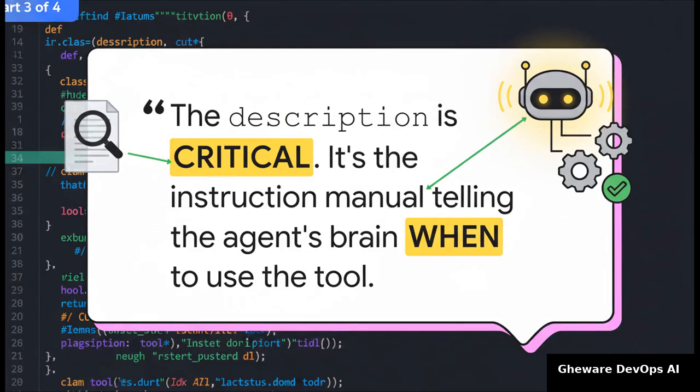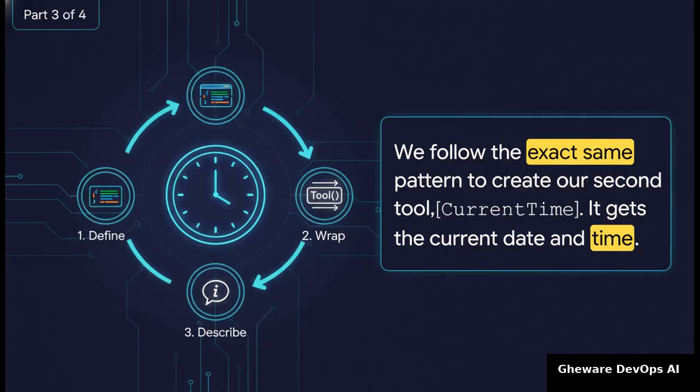I honestly cannot overstate this point enough. The quality of your tool's description is probably the single most important factor in how well your agent performs. The language model has no idea what your code does. It only reads this description to decide if this is the right tool for the job at hand. A great description is the secret to a smart, reliable agent. Okay, let's follow that exact same pattern to create our second tool, current time.